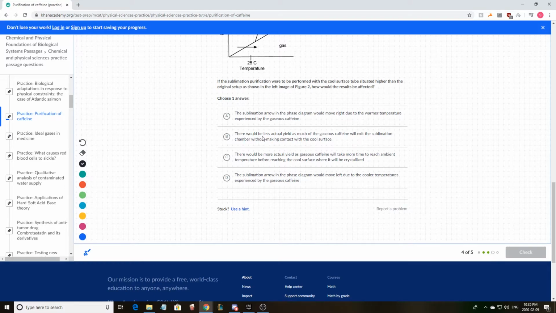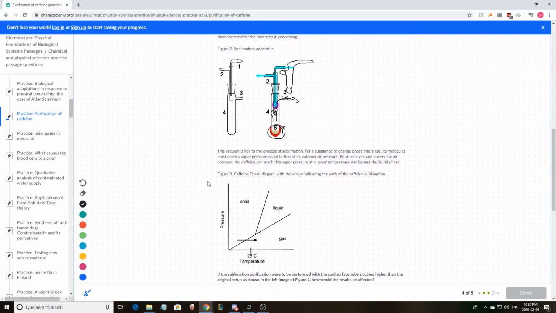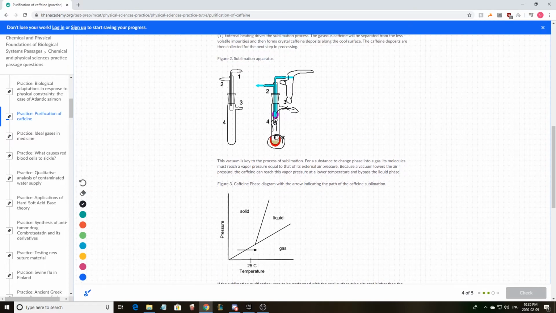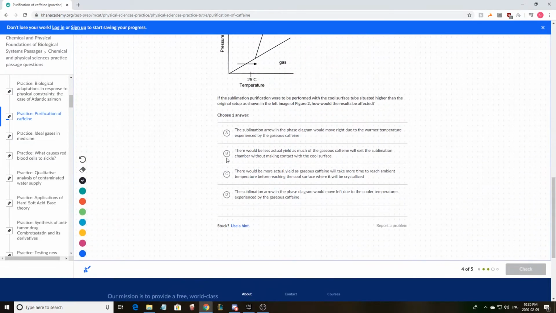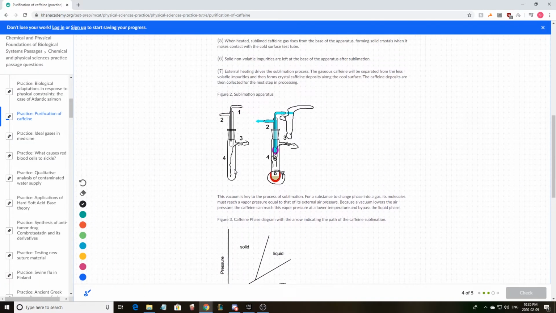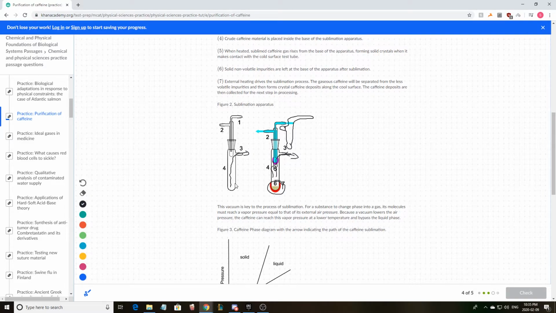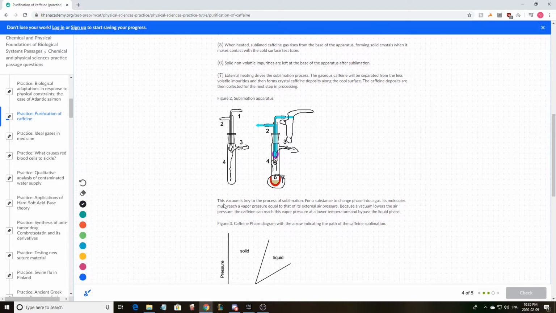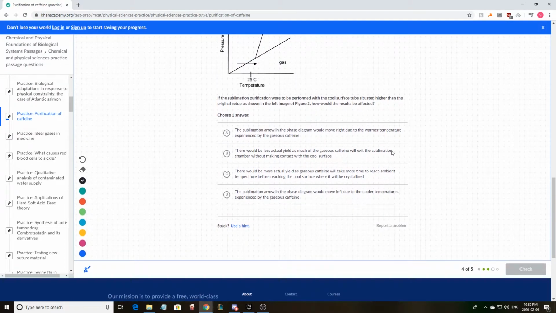Option B says there will be less yield as much of the gaseous caffeine will exit the sublimation chamber without making contact with the cool surface. So this is what I kind of spoke about, where the evaporated caffeine might exit through this chamber. I'll just draw it here. So the evaporated caffeine might exit through here if the tube is moved higher, which would result in a lower yield, because instead of all the caffeine reaching the cooling tube, some might escape, and then the remainder might come into contact with the cooling tube. So option B sounds correct.